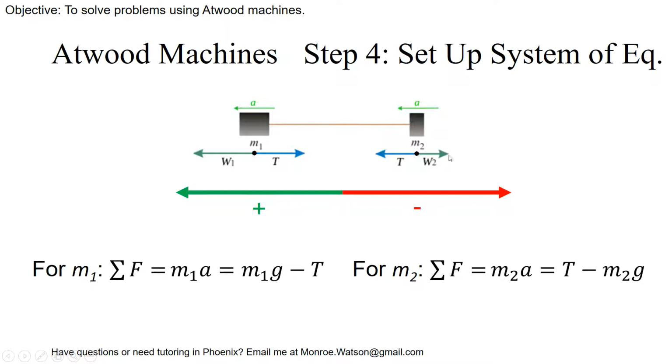Now for my second system here, I've got my mass 2, and it's also accelerating. So the sum of all forces is equal to the mass of the second one times acceleration. And that is equal to, now we've got the tension going in the positive direction and the weight of the second one going in the negative direction. So here are my two systems that I've just created from free body diagrams. I've treated them as individual systems here.